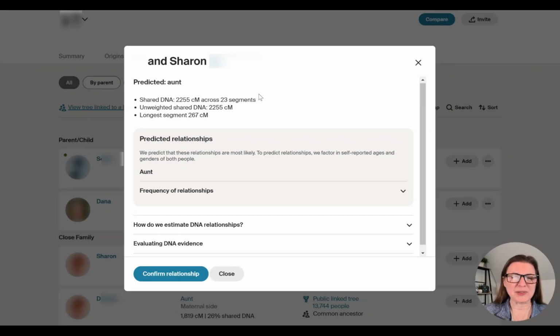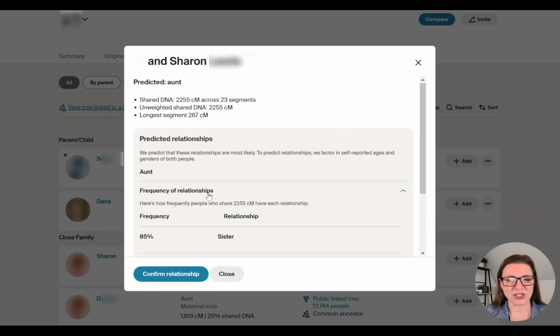This is the page between Sharon and my daughter, and it says how many centimorgans, so how much DNA they're sharing, and how many segments or how many pieces. Let's look in this box here where it says predicted relationships. It says we predict that these relationships are most likely. We factor in self-reported ages and genders of both people. And so it says aunt here, but let's look at the frequency of relationships.